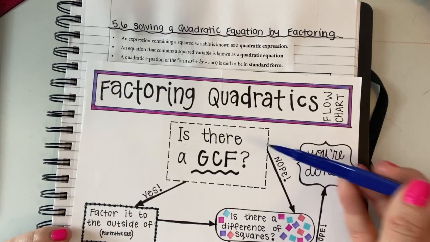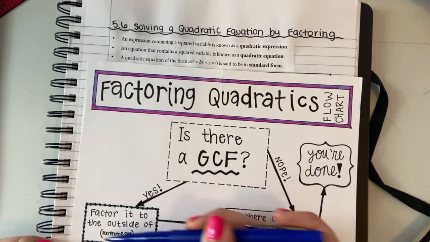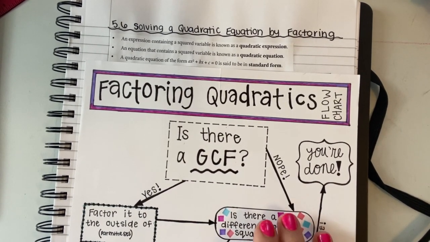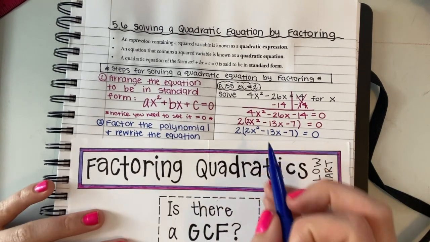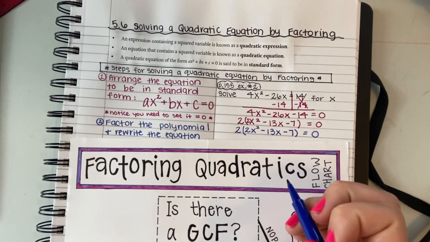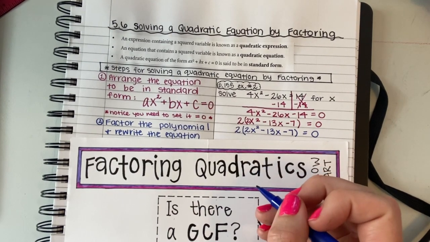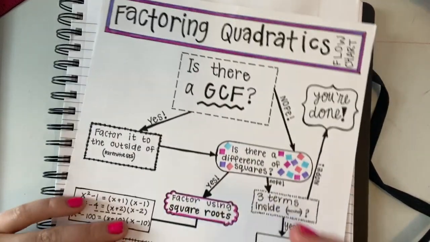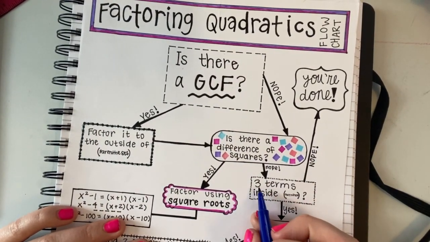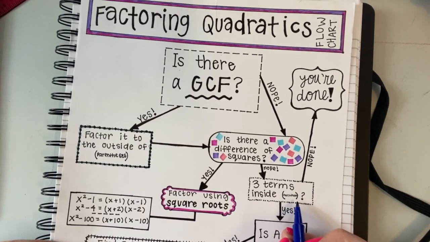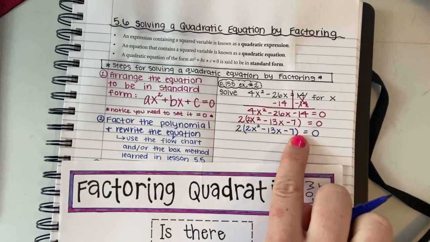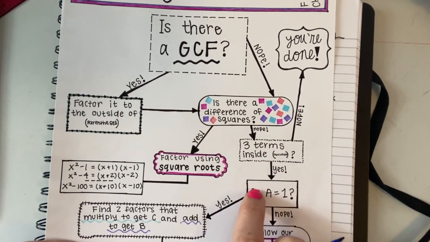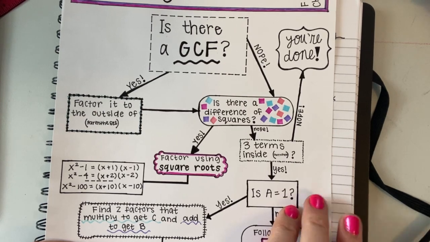Now that I took out the GCF, so we said yes, factored it to the outside of the parentheses, now I'm looking, is it a difference of squares? It is not a difference of squares. There are 3 terms, and remember from lesson 5.4, difference of squares is just 2 terms. So that's not what it is. So I'm going to say nope. It's asking, are there 3 terms inside parentheses? There are 3 terms inside the parentheses, so I'm going to say yes.